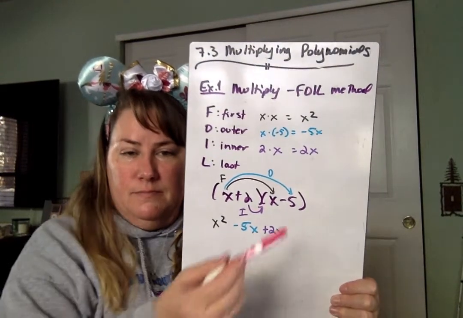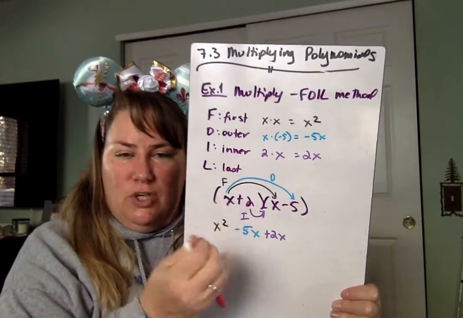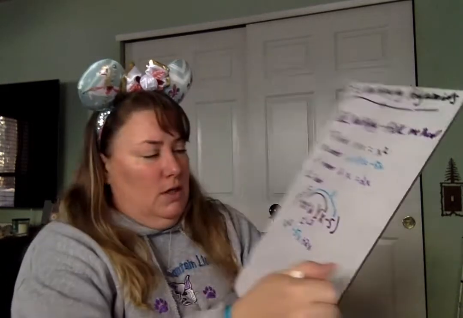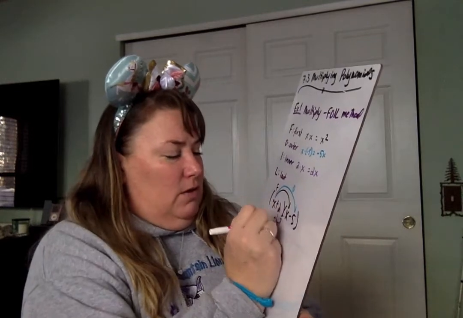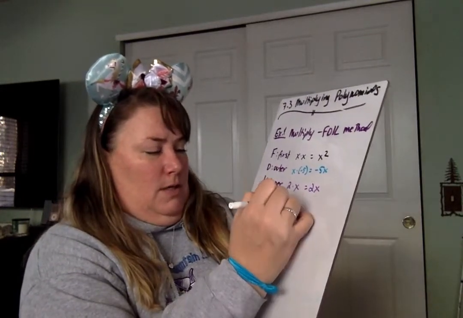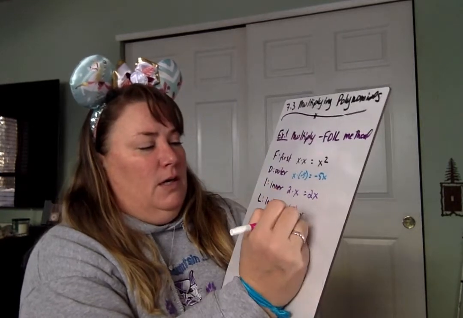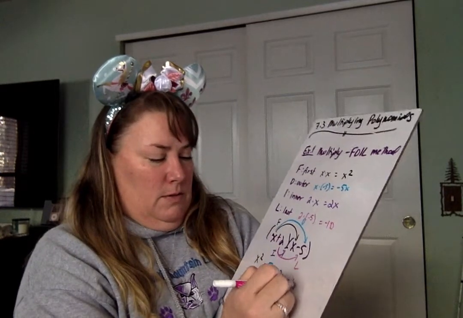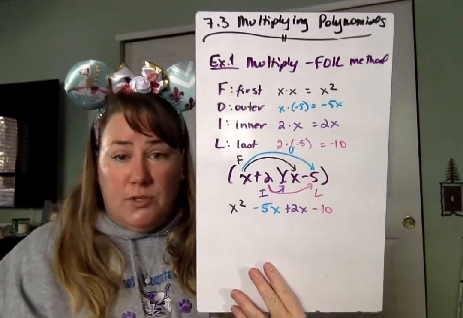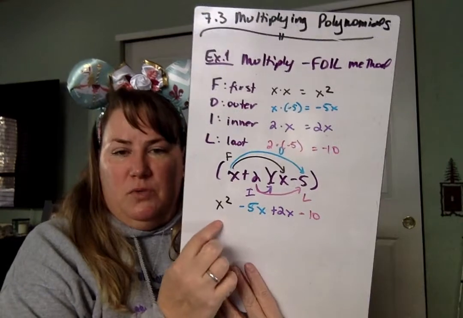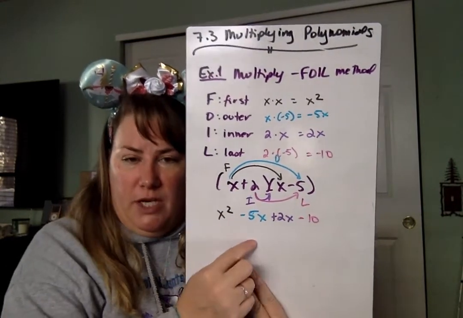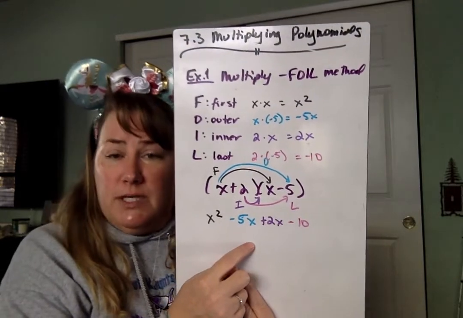We're almost done. And L, your last terms. The two last terms in your binomials are going to get multiplied together. So 2 times a negative 5, and that's your L. So 2 times negative 5, which is a negative 10. You are almost done. So now what you have, you've multiplied each term in the first binomial with each term in the second binomial. And you have x squared minus 5x plus 2x minus 10.